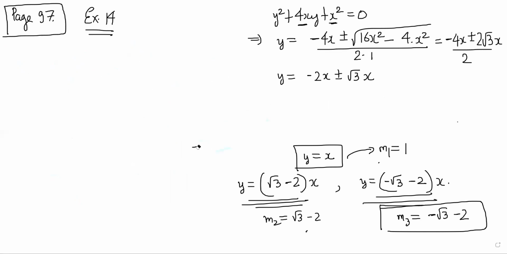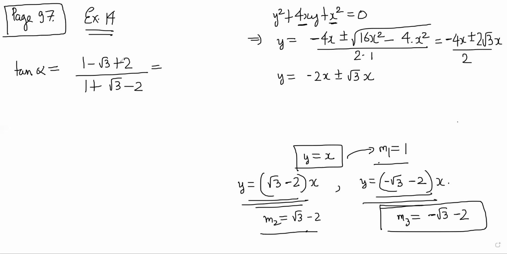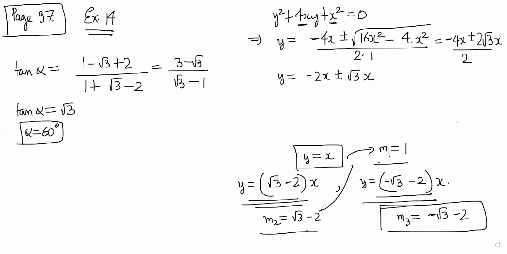So we will get tan alpha, let's say the angle between this and this, will be m1 minus m2, 1 minus root 3 plus 2, by 1 plus m1 m2, so root 3 minus 2. So this is becoming 3 minus root 3 by root 3 minus 1, right? Notice that for tan alpha, you take root 3 common here, you will get root 3 minus 1, so it cancels out. So alpha is 60 degrees here. The angle between this and this is 60 degrees.